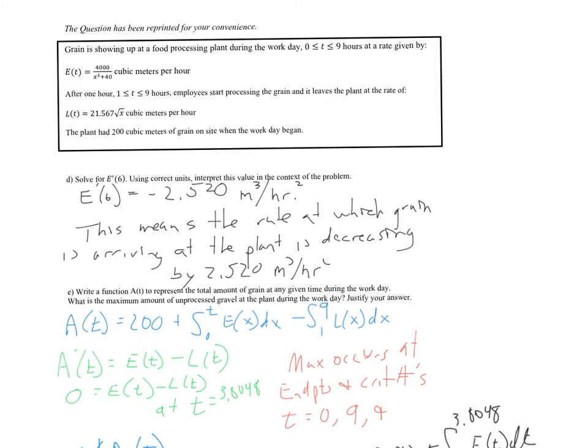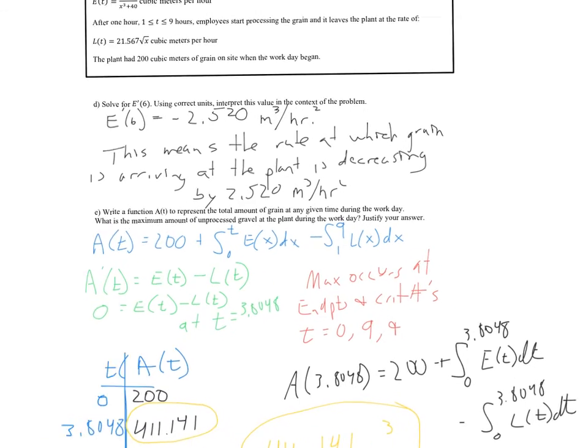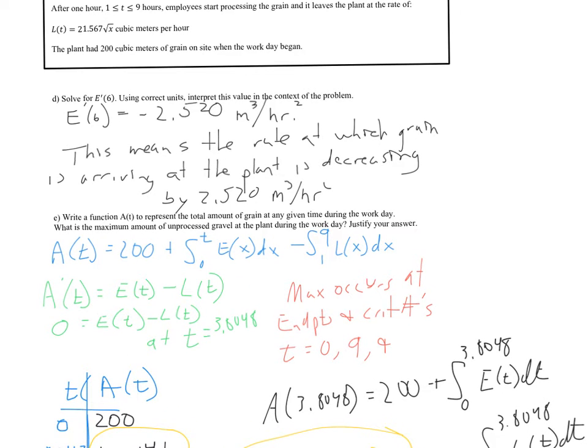Finally, probably the toughest part of this was part E here. Write a function, A of t, to represent the total amount of grain. You actually already did that in part B, so you kind of already have that there. And here's a problem that occurred for quite a few of you guys on the first quiz where you were not testing endpoints. You have to test the endpoints, okay? So a max does occur at critical numbers, but it also could occur at the beginning or the end. So in order to justify your answer, you have to show that you tested the endpoints. So we're going to test 0 and 9.